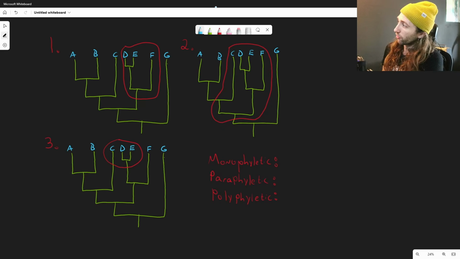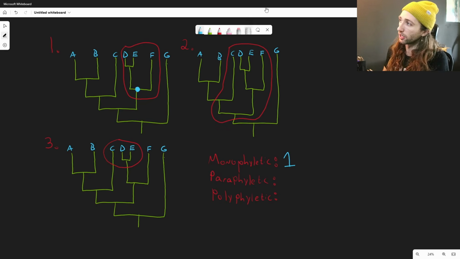Let's actually classify what this first tree is, okay? So, we have a grouping that surrounds D, E, and F, and includes this node right here. So, our first test should be, does this include a common ancestor and all of its descendants? Well, we know that it has a common ancestor here. This is the only common ancestor that is fully representative of everything in this grouping. And does it include all of the descendants? D, E, F. That is true. So number 1 is monophyletic. Okay. Cool. Let's go on to number 2.